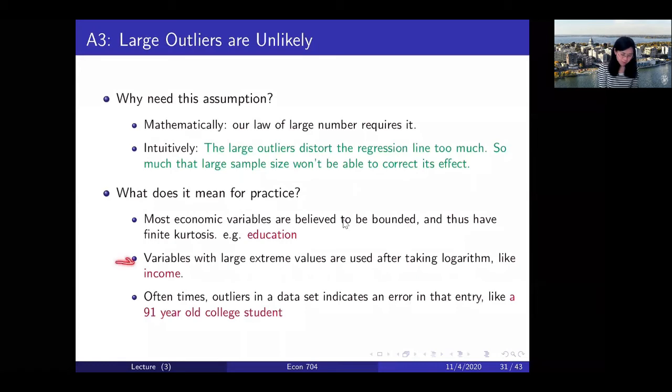And there are some variables that can take large extreme values, like income. In those cases, we often take a logarithm of the random variable before putting it in the regression equation. Taking a logarithm will change the scale of the random variable so much that the logarithm of the random variable can often be something that has a finite kurtosis.